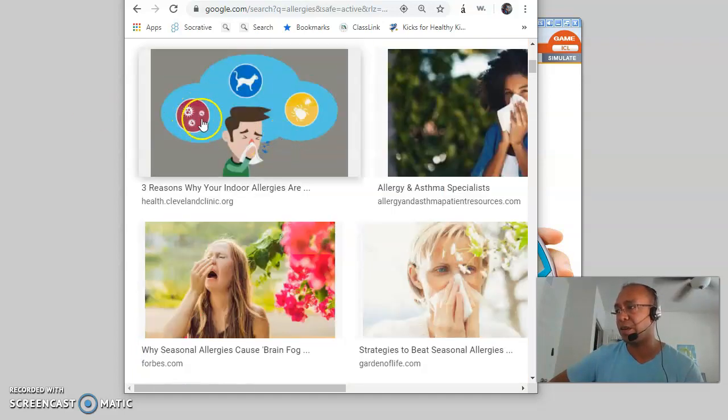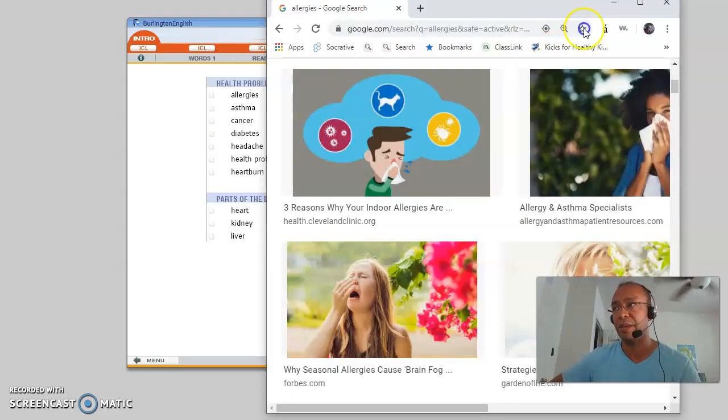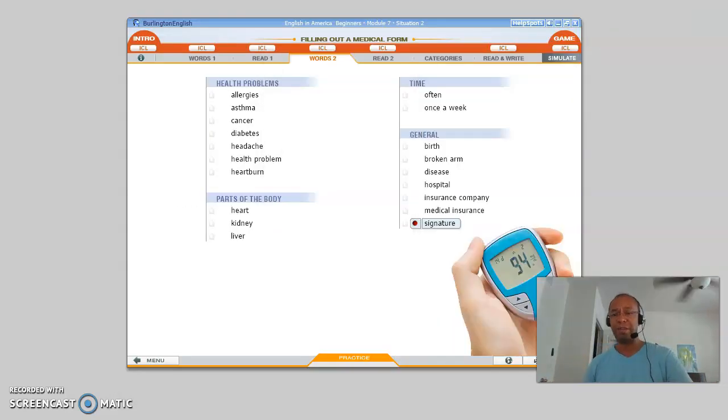Allergies can be caused by different things. Some people are allergic to animals, cats, or other things. What other word do we have here that we can look at? Asthma. Asthma is an upper respiratory reaction that is created in the lungs. Cancer. We are familiar with that disease, cancer.